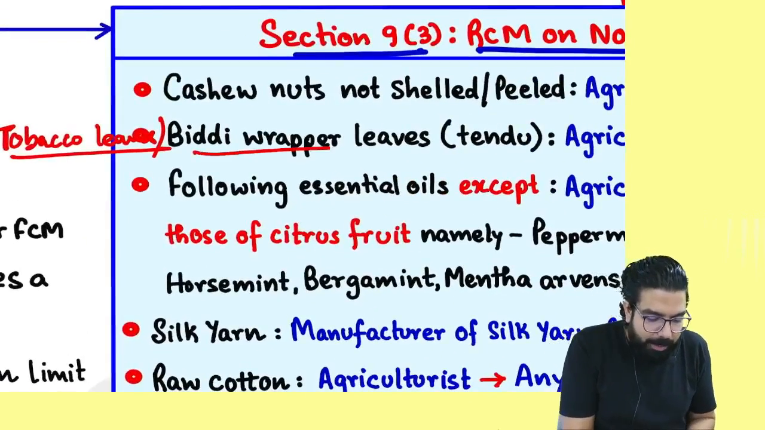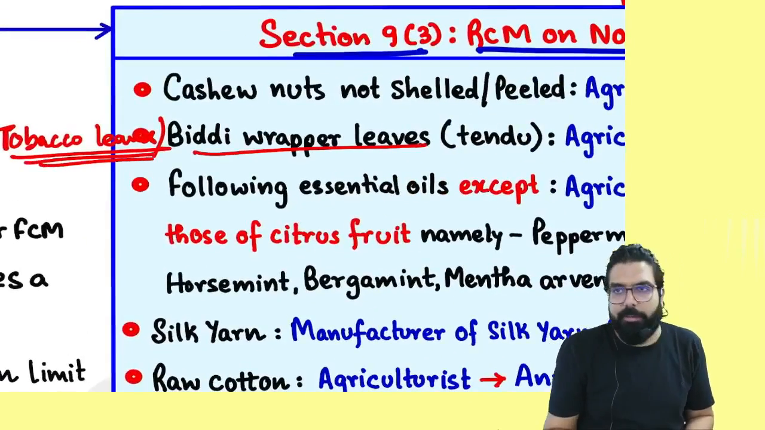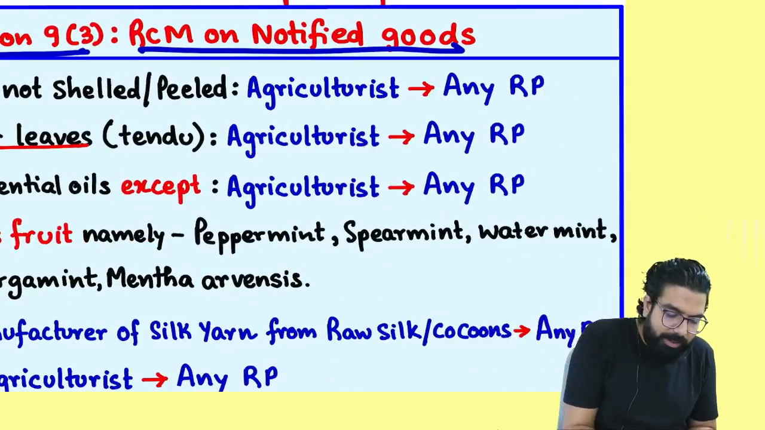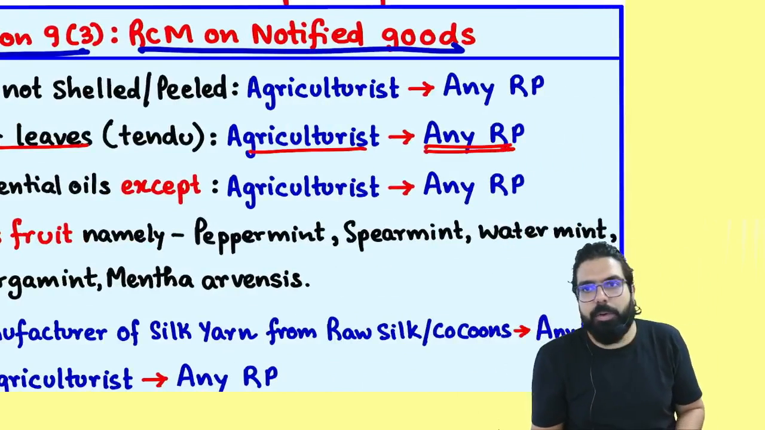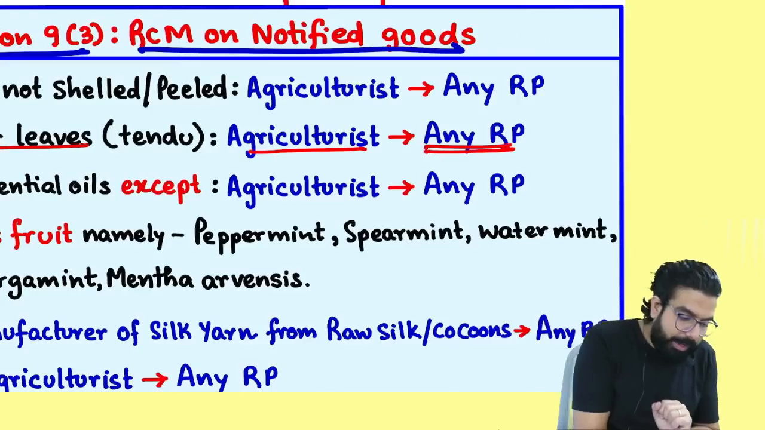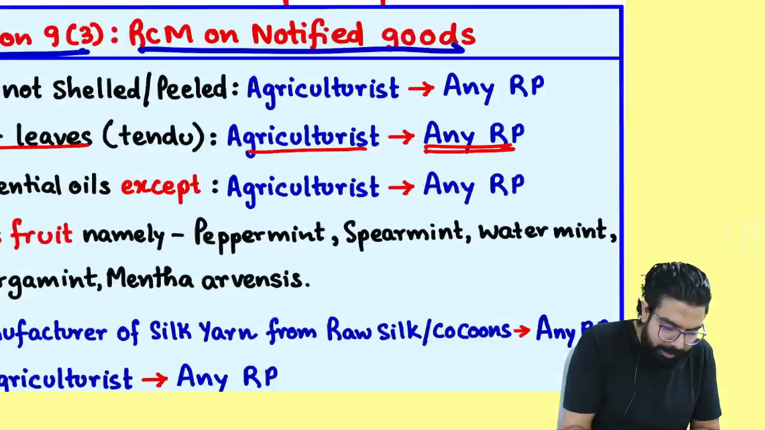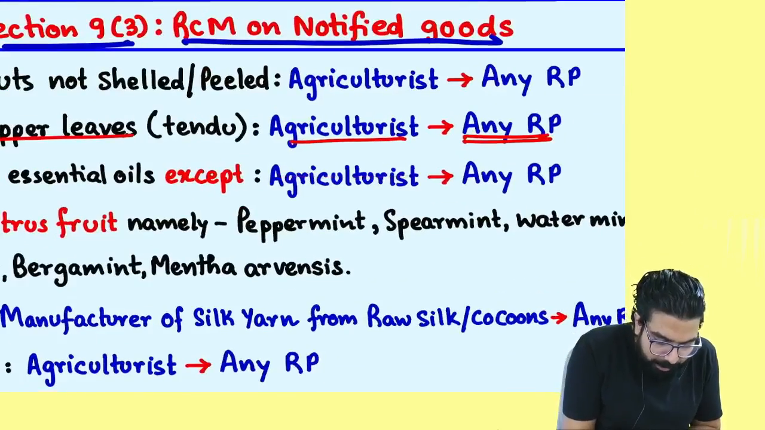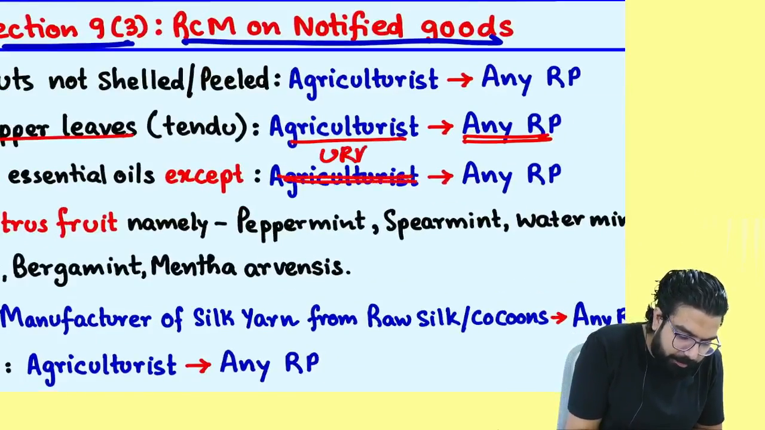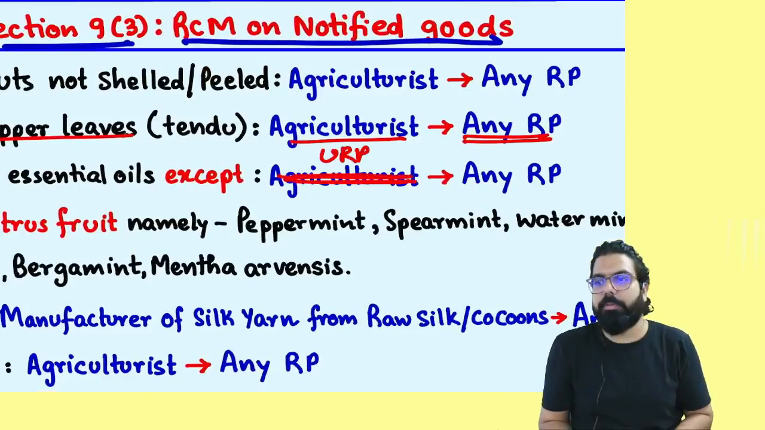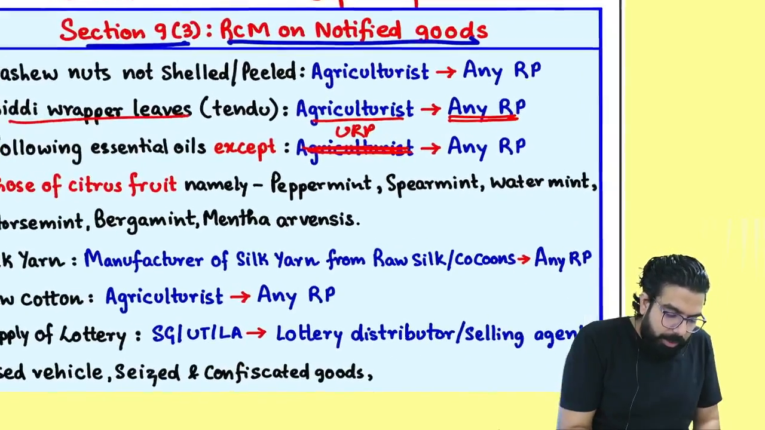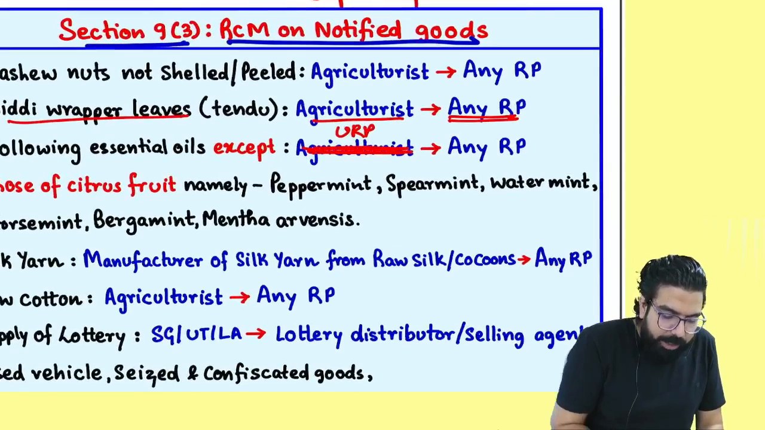Whether it is BD wrapper leaf or tobacco leaf, in both the agriculturist is supplying, and the registered person will pay GST under RCM. And here one more point. For essential oil, this will not be agriculturist, but unregistered person. This point will be unregistered person. For essential oil, you should write unregistered person.